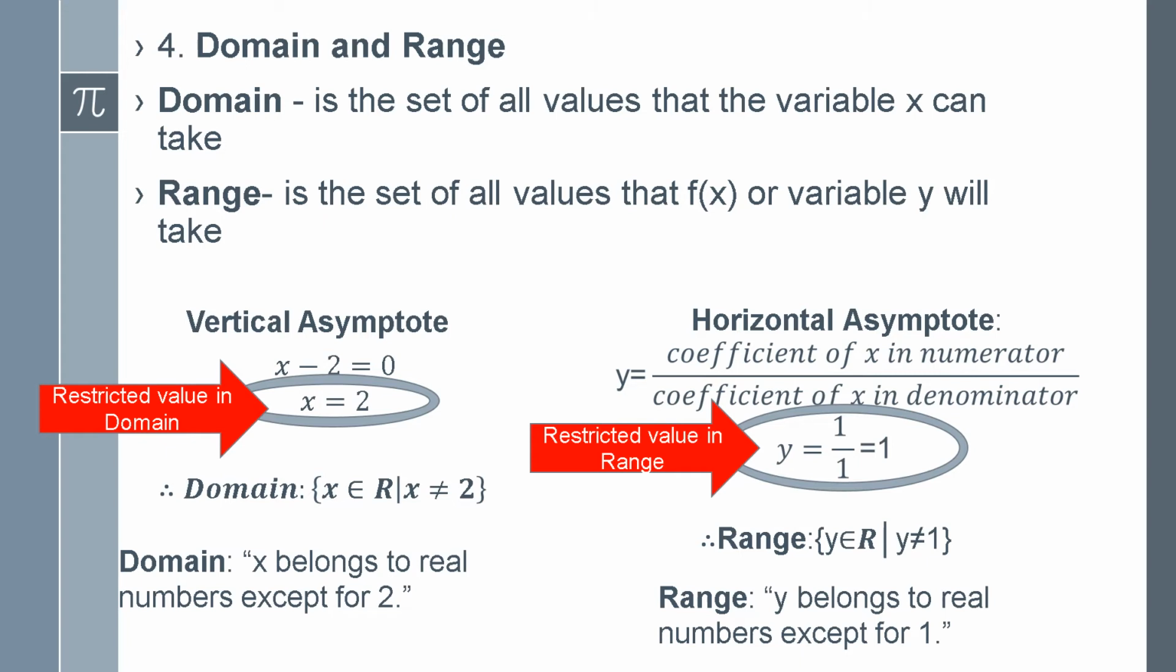Sa range naman, ang restricted value natin dito ay yung horizontal asymptote. Ano yung horizontal asymptote natin na nakuha natin kanina? The horizontal asymptote is y equals 1. Therefore, ang set natin for range ay {y ∈ R | y ≠ 1}. Ang ibig sabihin naman nito ay all y in the set of real numbers such that y should not be equal to 1. Or y belongs to real numbers except for 1.